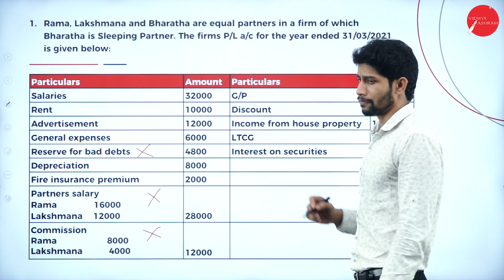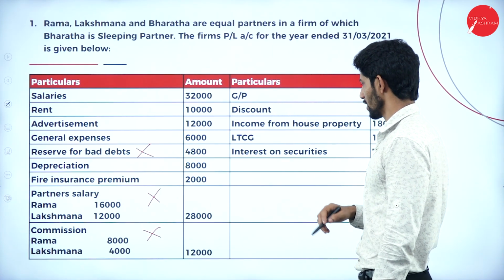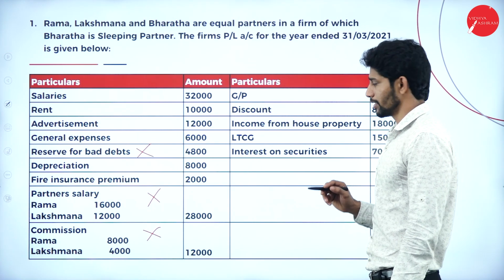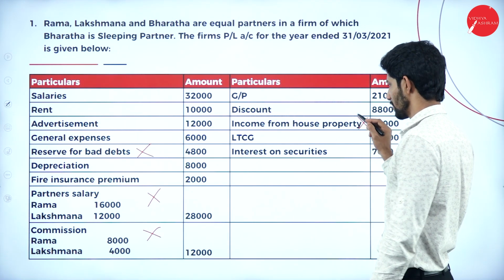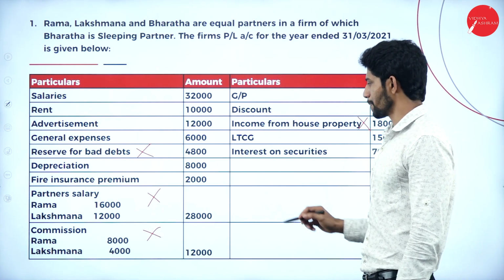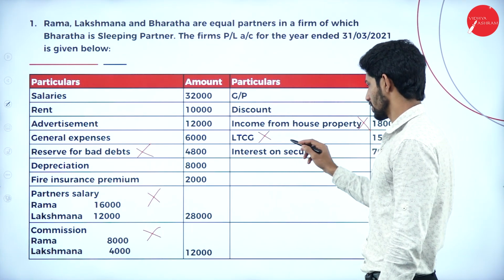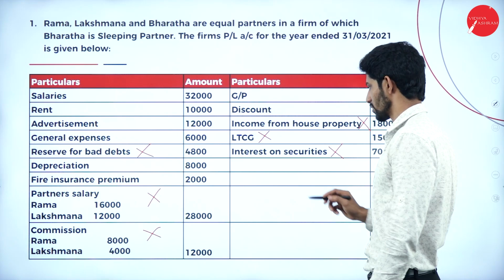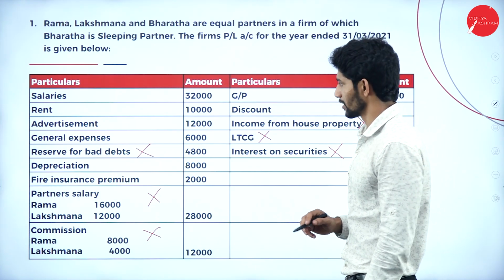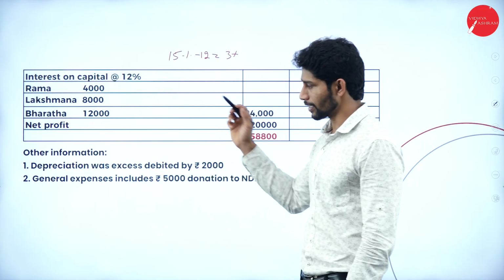Here, gross profit is business, discount is business. Income from house property is not a business income, it comes under house property. Long-term capital gain is also not a business income, it comes under capital gain. Next, interest on securities comes under other sources, not under business. So, moving on to the other information.